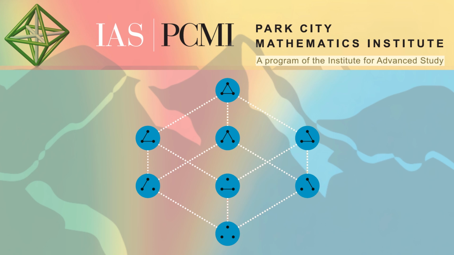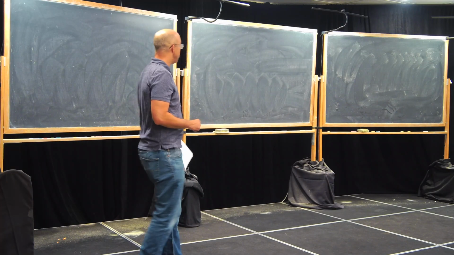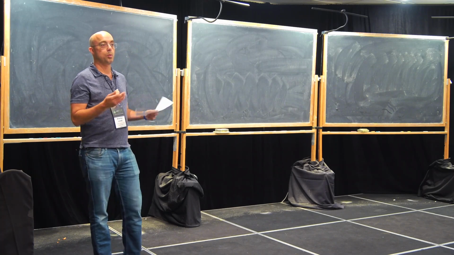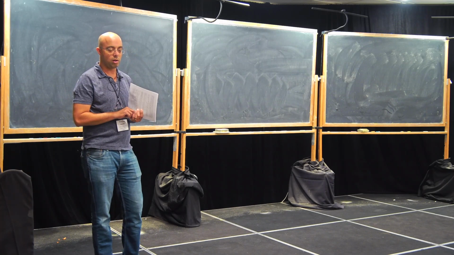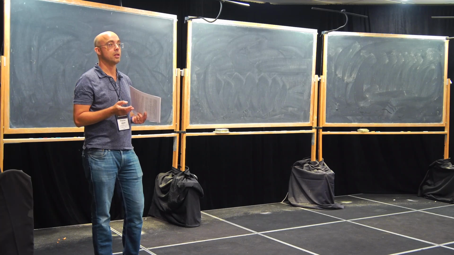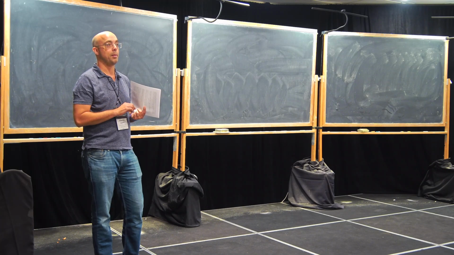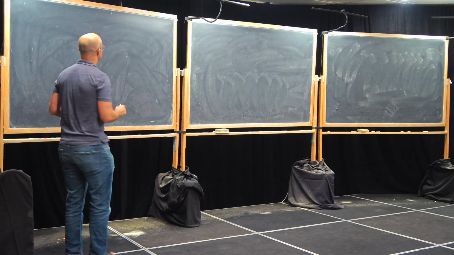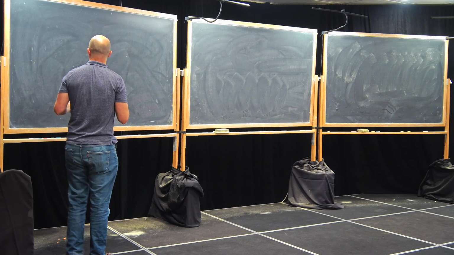So today is going to be our second talk on sunflowers. And really the goal of today is going to be to prepare the ground for getting an improved bound for sunflowers using this tool called the spread lemma that we're going to see today and we're going to prove tomorrow. So let me remind you what we did yesterday.